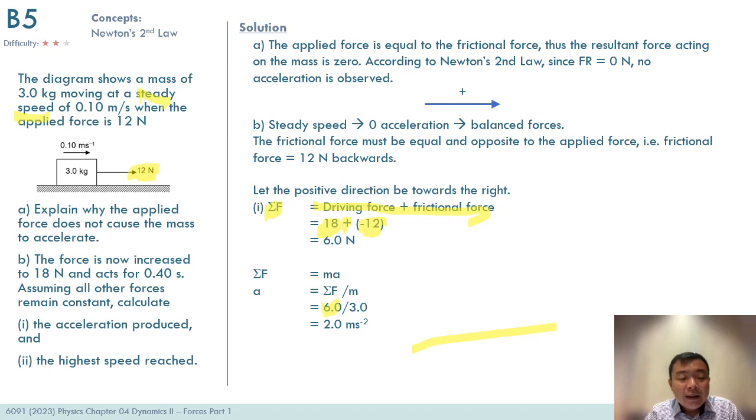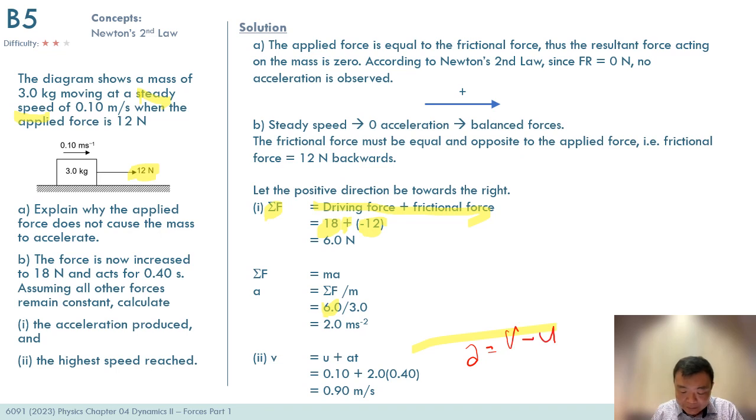In part 2, we are to calculate the highest speed reached, so this becomes a kinematics question. We have to use the formula for acceleration. If you recall, acceleration is calculated by using the final velocity minus initial velocity divided by the time interval. So rearranging the equation, you can determine what is the final velocity, and that's how I can get 0.9 meter per second.